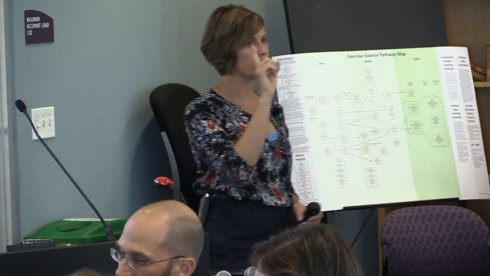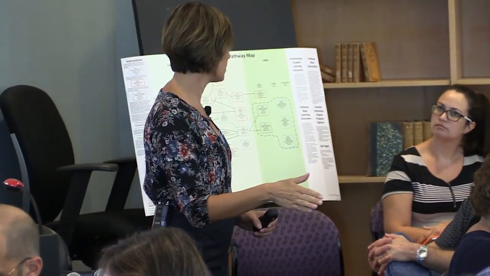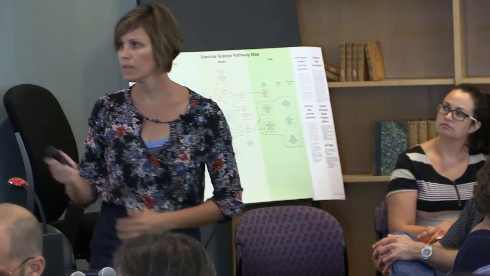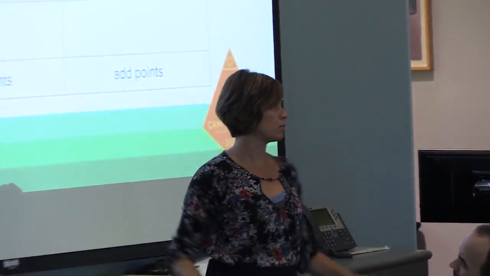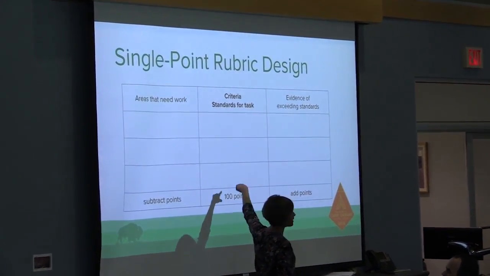So an analytic rubric, more work up front. A single point rubric, a little more simple to design, but you need to give a little bit more feedback on it. So it looks like this. You have your criteria for the task. So this assignment is worth 100 points. And I'm going to evaluate you on A, B, and C.